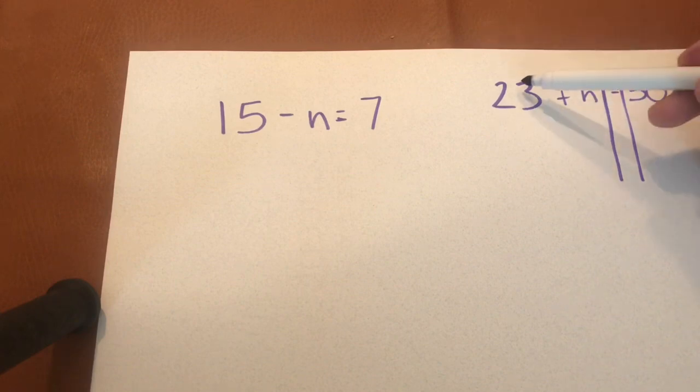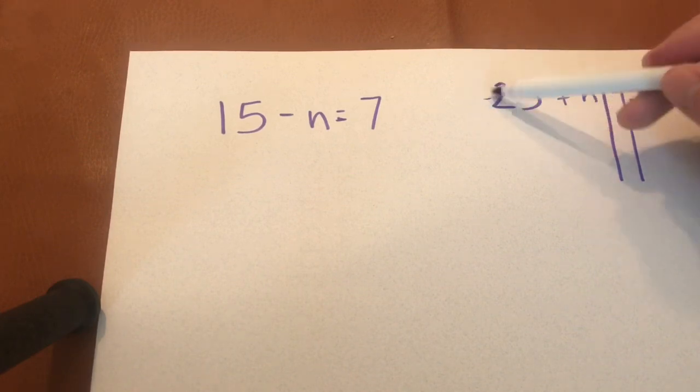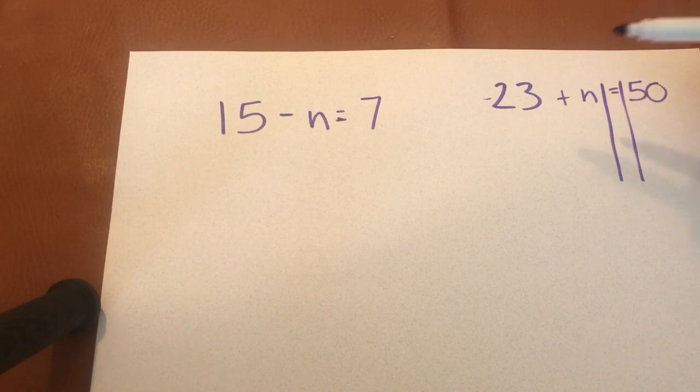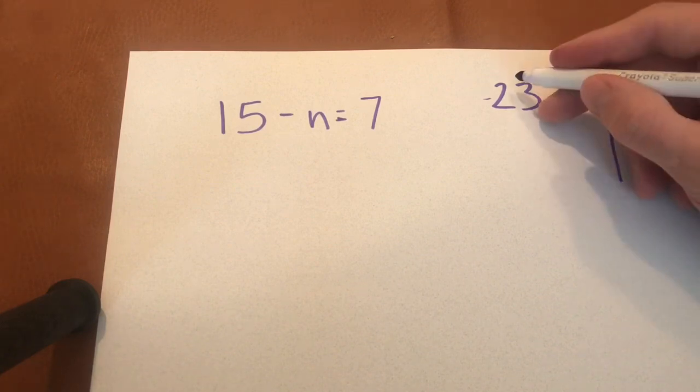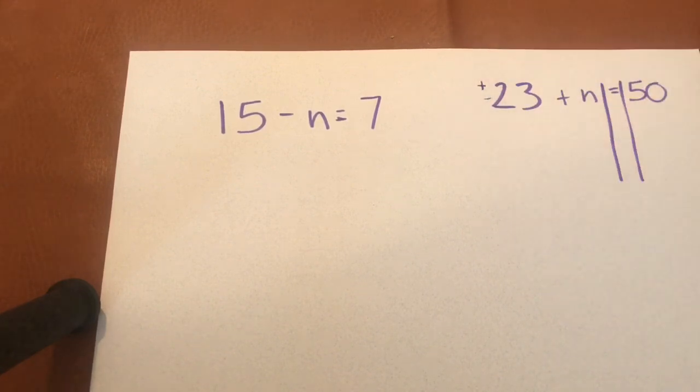And then you say, man, how am I going to get n by itself? Like, this 23 is here. It's got no operation, though. Okay? I mean, try to remember that every number that you don't see a sign for is actually positive. So what's the opposite of positive? You could think about it that way.